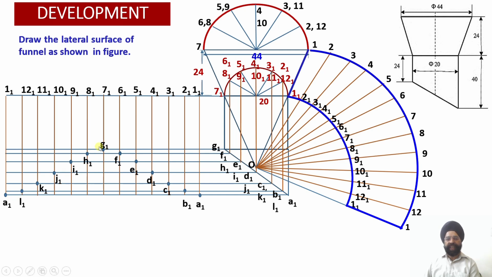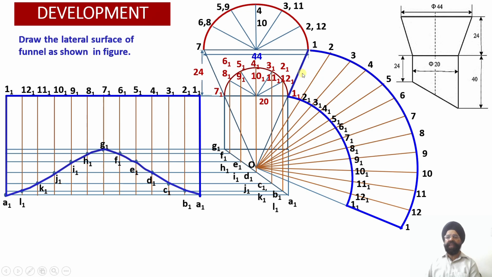Now this curve is completed. I will join this curve freehand, and this will be the remaining portion of my cylinder. Then I am going to join the remaining portion of the cylinder which is uncut. So this is the development of the truncated cylinder using the parallel line development method, and this is the development of the frustum of a cone using the radial line development method.